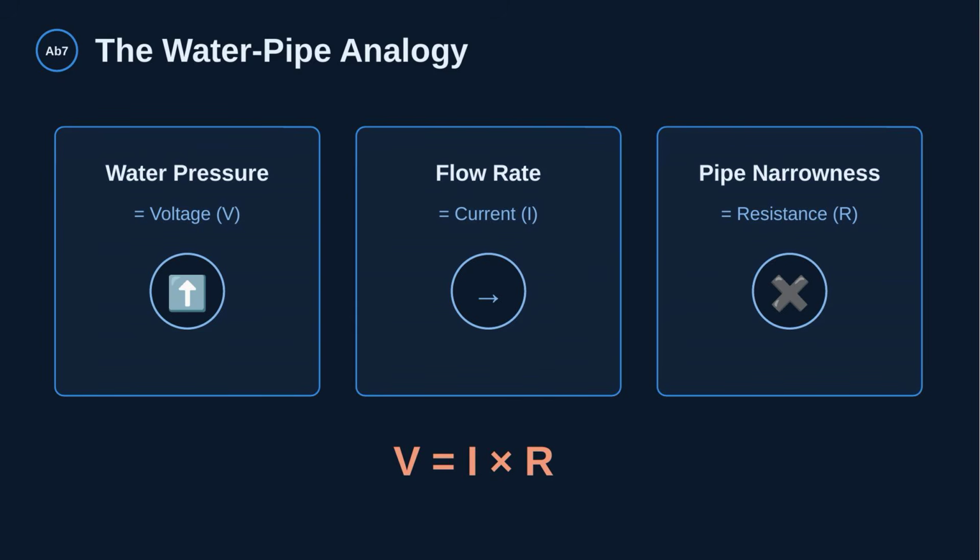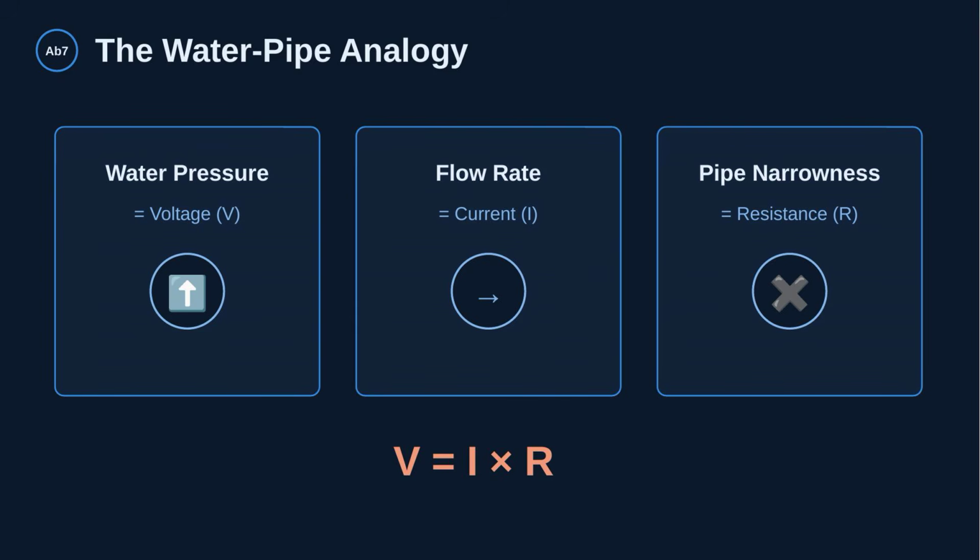Think of an electrical circuit like a system of water pipes. Voltage is like water pressure, the push behind the flow. Current is the flow rate, how much water moves past a point per second. And resistance is like how narrow the pipe is. The harder it is for water to get through, the more resistance there is.